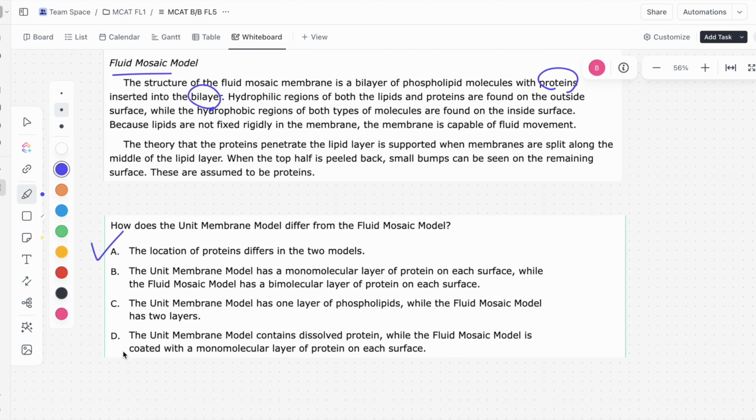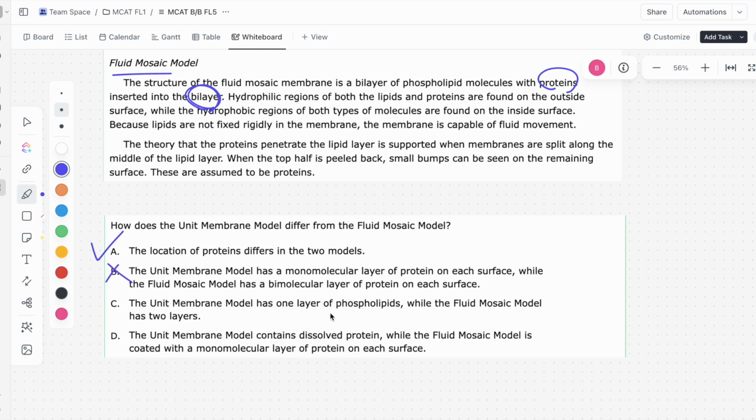Let's take a look at the rest of the answer choices, but so far A does look like a very strong answer. B says the unit membrane model has a monomolecular layer of protein on each surface, while the fluid mosaic model has a bimolecular layer of protein on each surface. As we just stated, the fluid mosaic model doesn't suggest that there's a layer of proteins. It says the proteins are inserted within the bilayer.